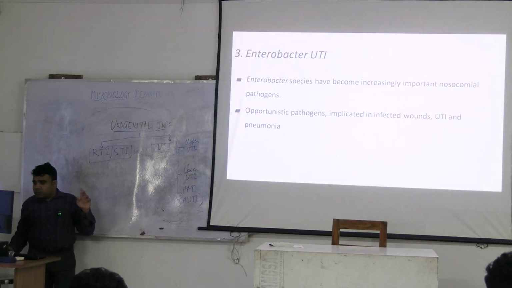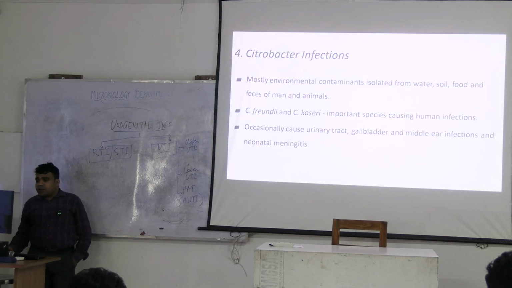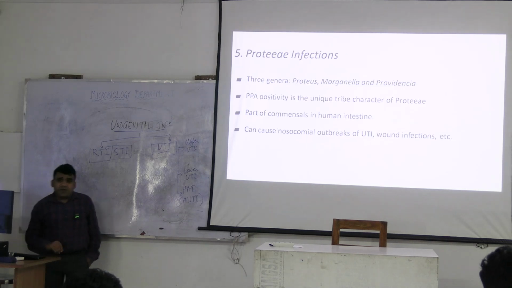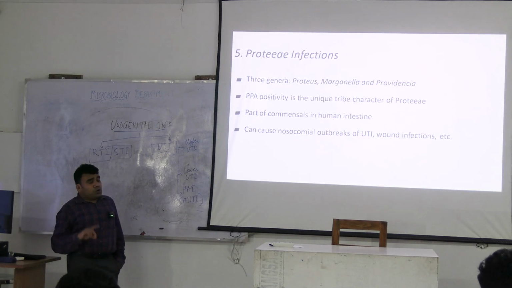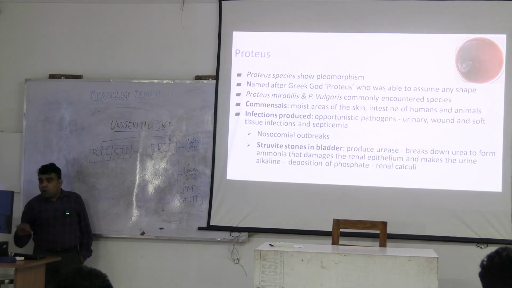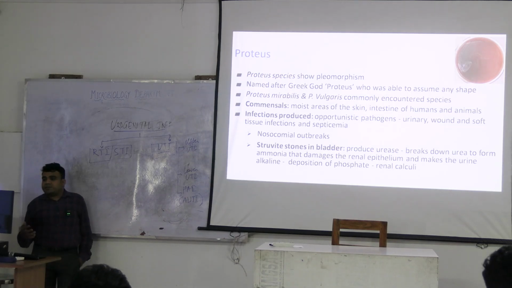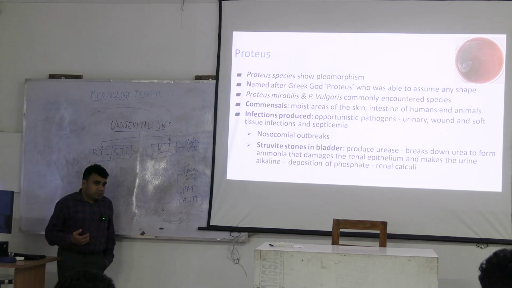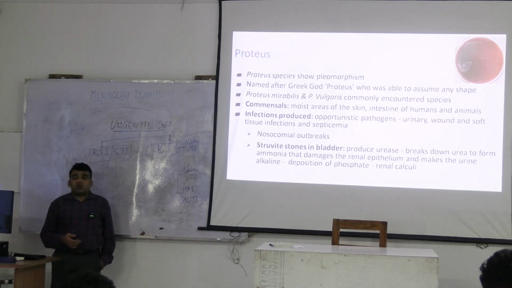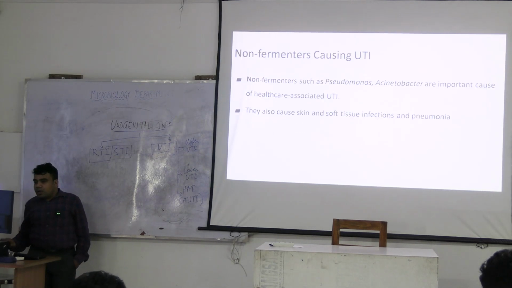Okay. The other organisms: Klebsiella pneumoniae, Enterobacter, Citrobacter, Proteae. Among the Proteae family, we have three important organisms: Proteus, Morganella, and Providencia. Now, Proteus has two important species, mirabilis and vulgaris, because they raise the pH of the urine. They actually help in more predisposition to formation of bladder stones or even stones in the renal pelvis, because the pH is raised as it produces urease enzyme.